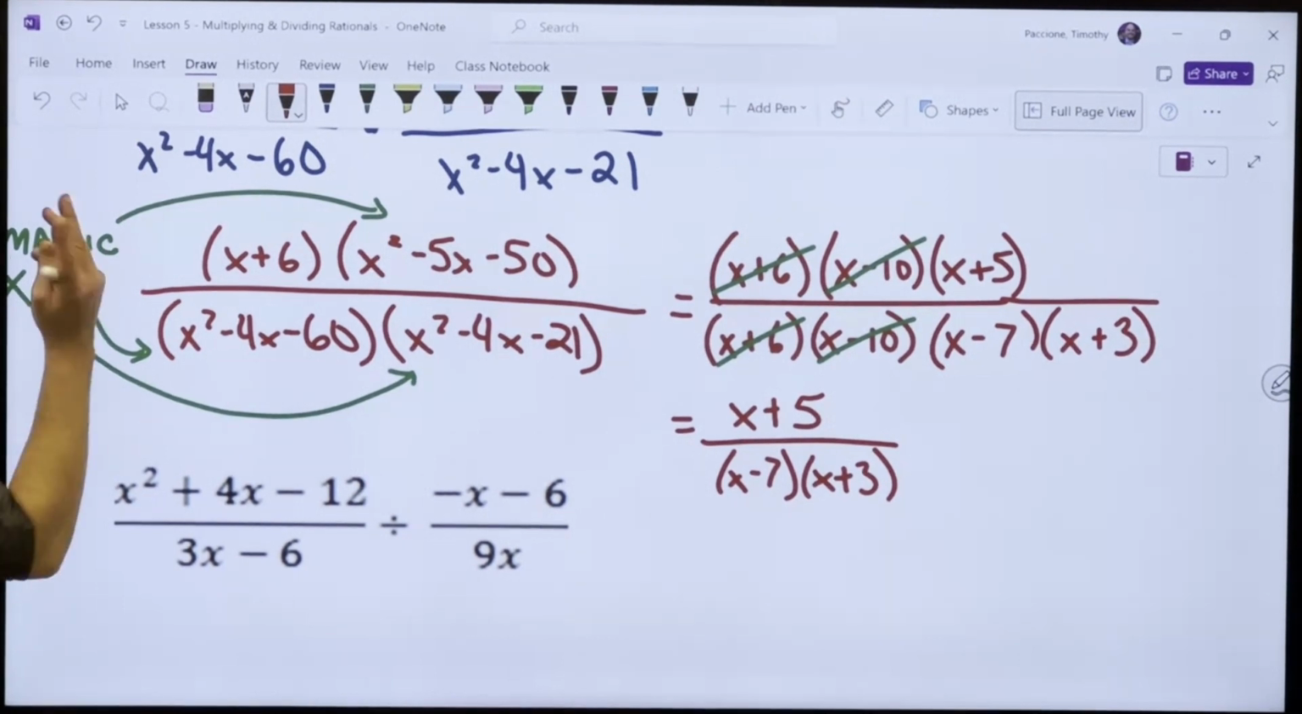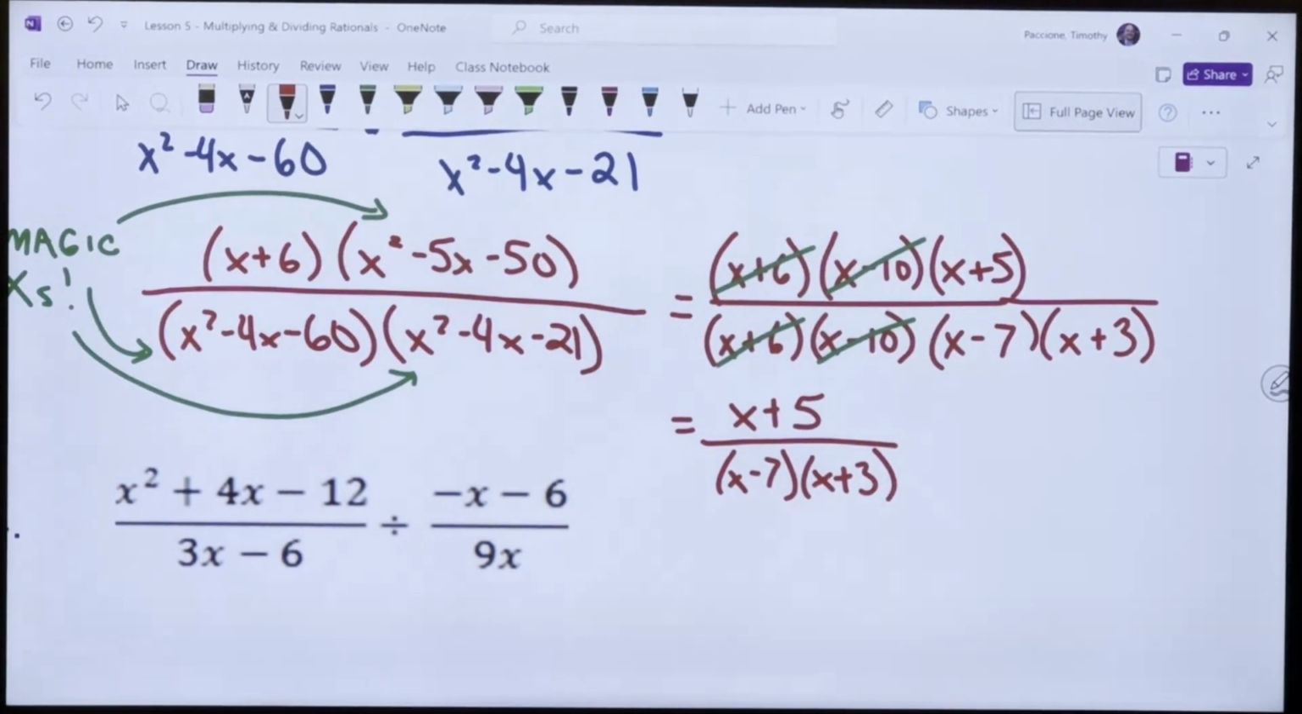And I think that's your hardest version of this. 3 magic x's in one problem. Okay? All right, so I want you to try 1, 2, and 4. Work on those. When you finish those, I'll give you your homework.